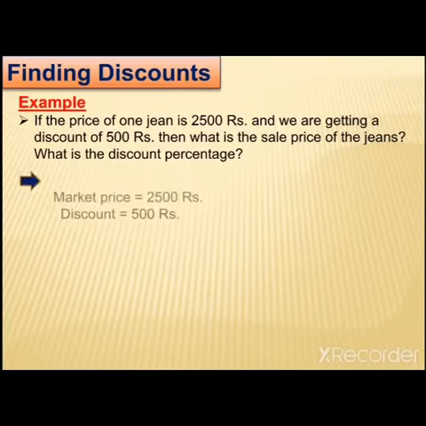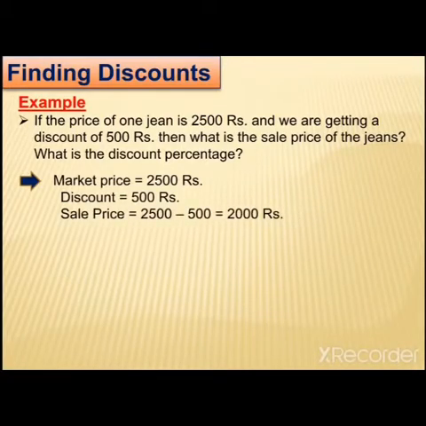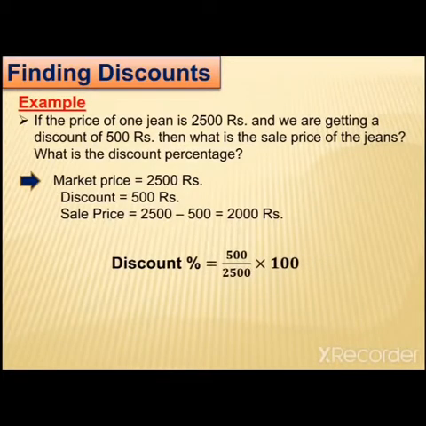So first of all, market price equal to 2,500 rupees and discount equal to 500 rupees. So sales price equal to market price minus discount. It means 2,500 minus 500 equal to 2,000 rupees. Now formula, discount percent equal to discount divided by market price. It means 500 divided by 2,500 multiply 100. It means answer is 20%. So our answer is 20% as a discount.